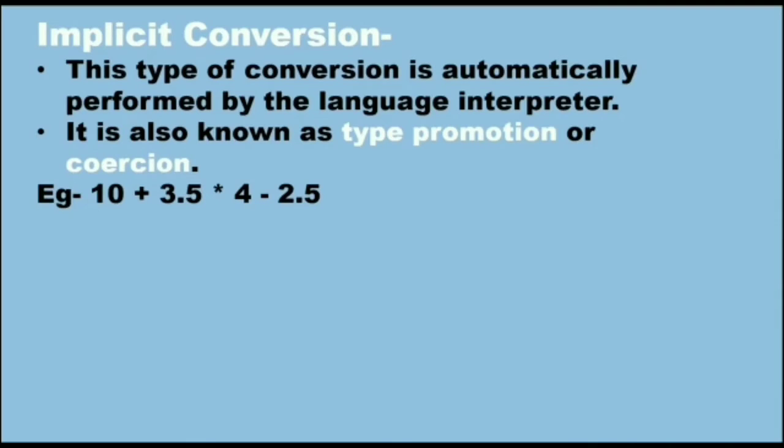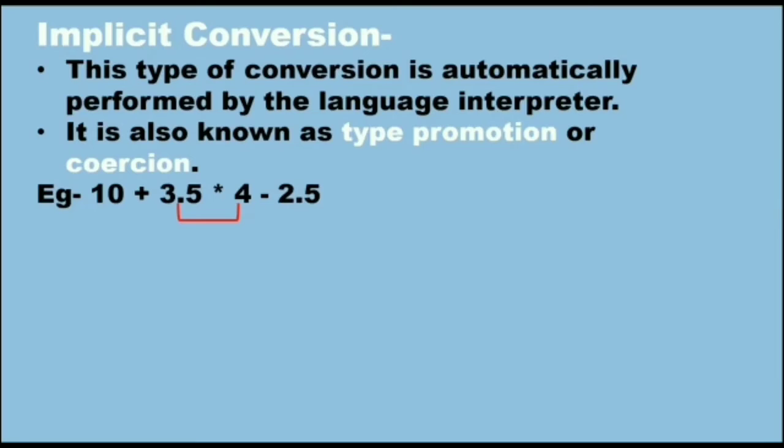Therefore, this type of conversion is also known as type promotion or coercion. I have given an example over here: 10 plus 3.5 into 4 minus 2.5. Now this expression contains some operands of integer type and some operands of float type. According to the operator precedence, the first operator that will be evaluated will be multiplication, that is 3.5 into 4 will be evaluated first.